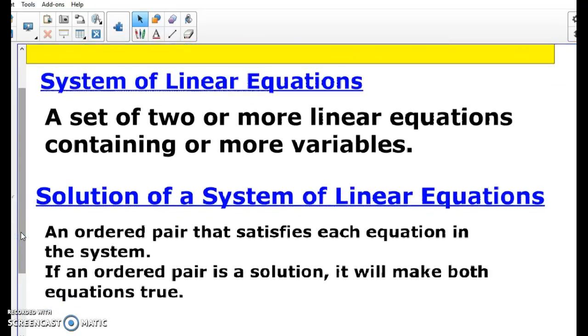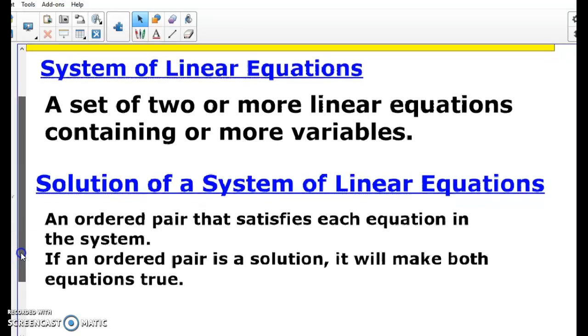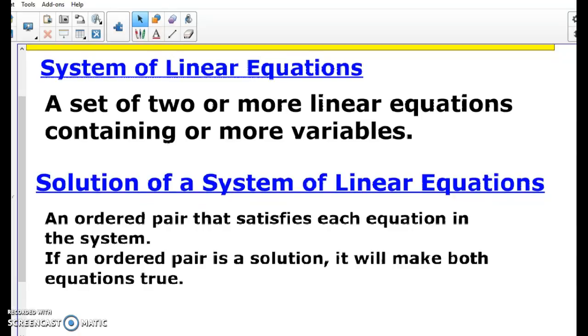So a system of linear equations, we've seen half of a system. A system is where we have two variables, an x and a y, and we're trying to find both answers. We're going to get two problems to find both our x and our y. And our solution is just what it sounds like. It's the answer to the problem.